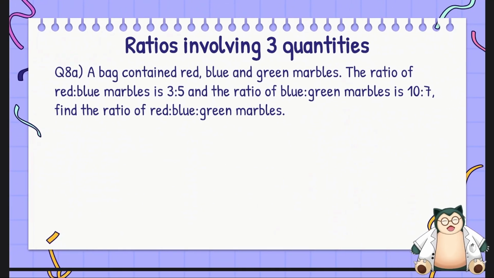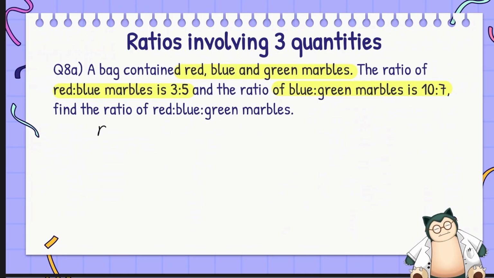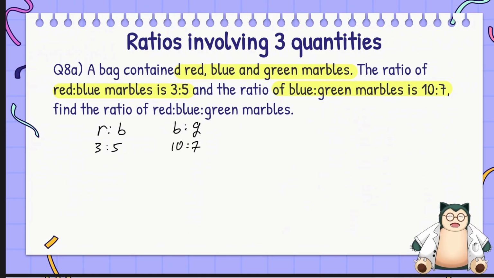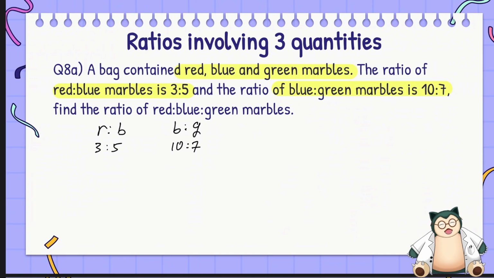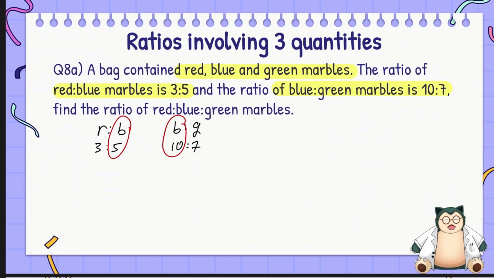Ratios involving three quantities. A bag contains red, blue, and green marbles. The ratio of the red to blue marbles is 3:5, and the ratio of the blue to green marbles is 10:7. Find the ratio of red to blue to green marbles. This is a typical primary school question that you may have seen before. So if our red to blue is 3:5, and our blue to green is 10:7, how do we express all three quantities in the same ratio? Notice the common term is actually the blue one, 5 and 10. One is 5 units, one is 10 units.